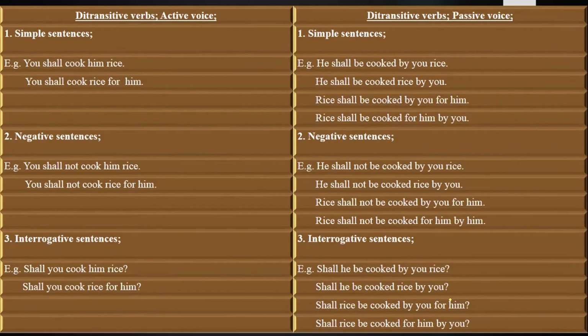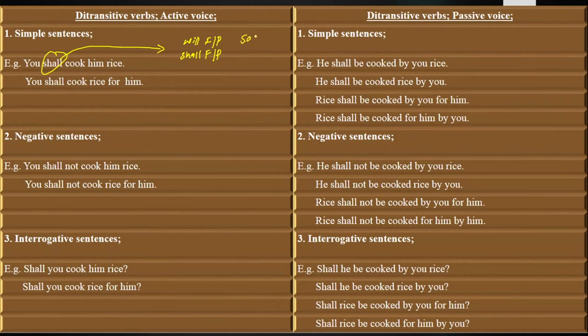Now we have got the main target, how we are going to change them into passive voice, that we will be discussing. Today we have got the ditransitive verb cook with the modal auxiliary verb shall. Before this, in the previous lecture we have already discussed will. It is used for future possibility, and shall is also used for future possibility. FP means future possibility.